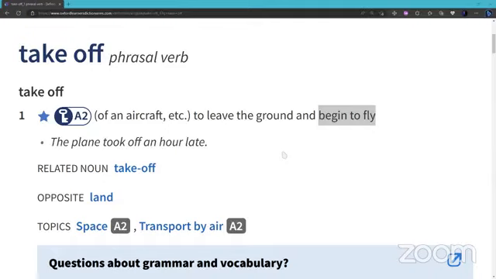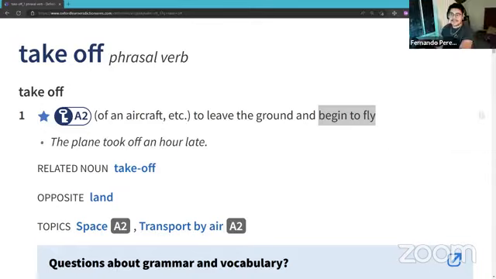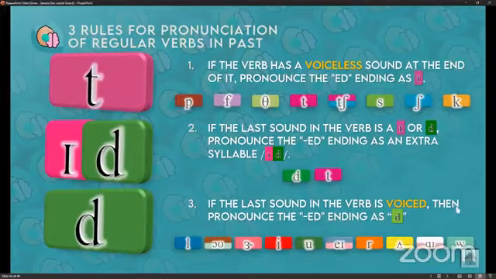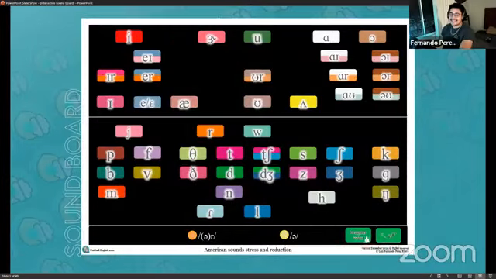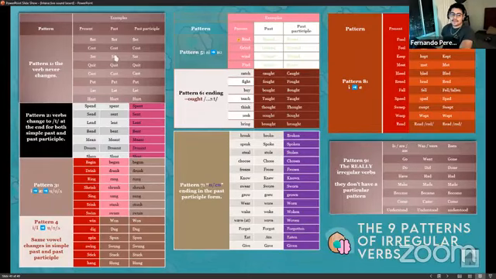Begin. Is it a regular verb? That's a good question. It's irregular. Okay. You know the past of begin? Not sure. Come on, verbs, people. This is intermediate. We need to use begin. Do you remember the patterns?